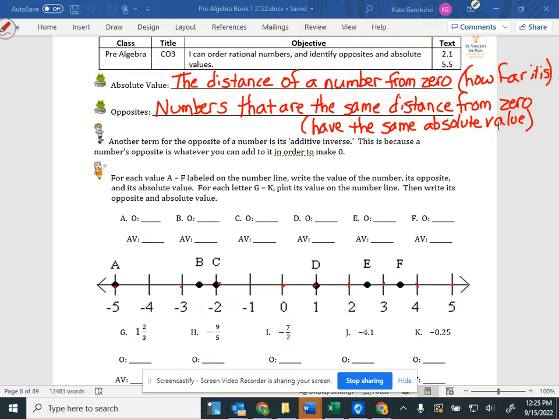Can -4 and 3 be opposites of each other? No, because they're a different number away from 0. They have to have the same absolute value. So it's the same integer with a negative and with a positive. -5, 5. Opposites.